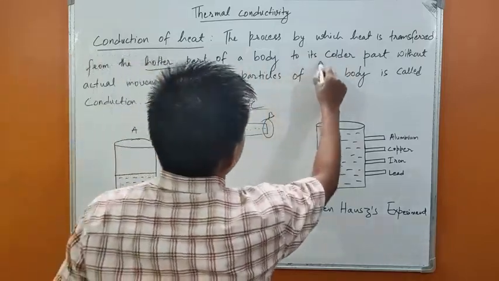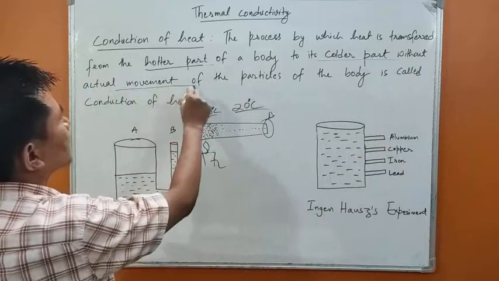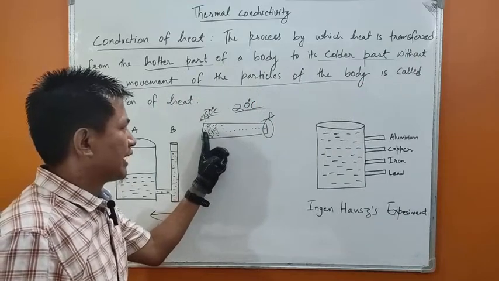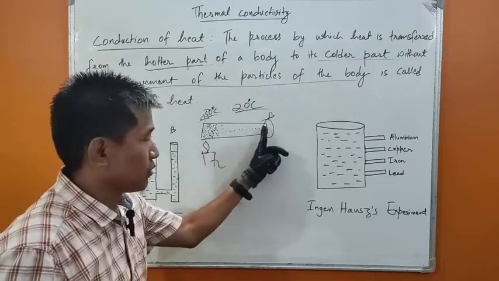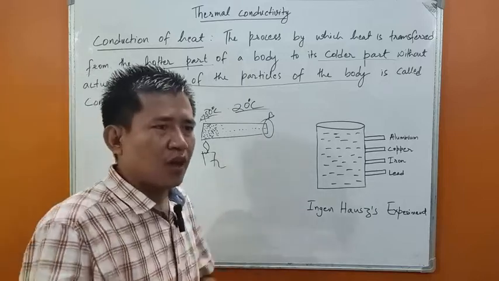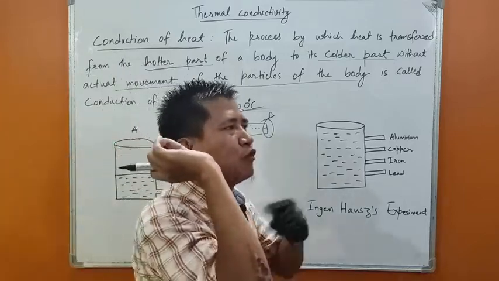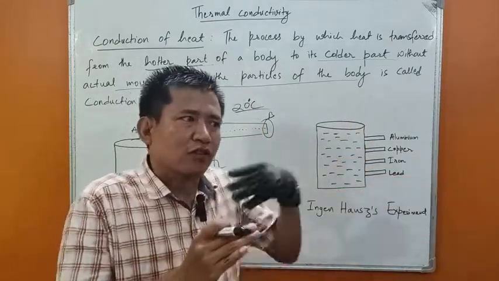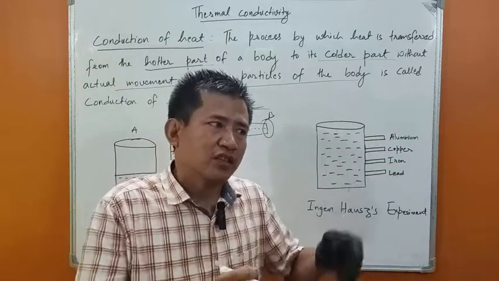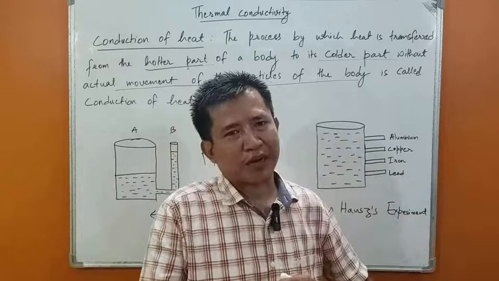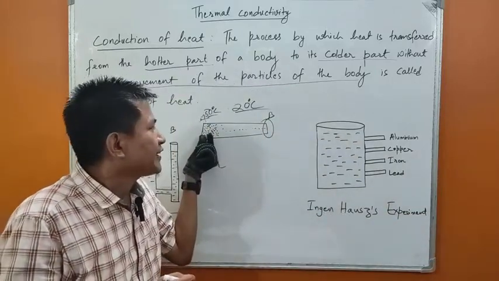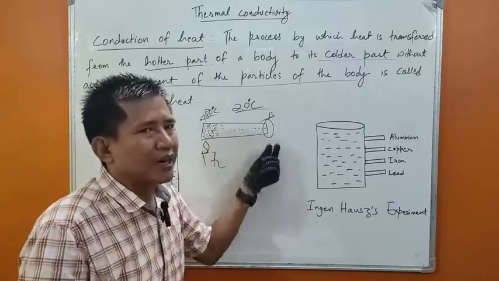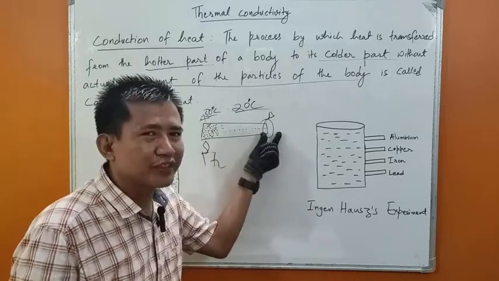From the hotter part of the body to its colder part, without the actual movement of the particles of the body. Particles do not carry heat energy and move from this part of the body to this part of the body. It is not like that. One single particle does not carry heat energy and move from one part of the body to another. The particles vibrate in their places and collide with the next particle. The next particle in turn starts vibrating and will collide with the next particle. And like this, the heat energy will propagate from part A of this body to part B, from the hotter part of this body to its colder part.